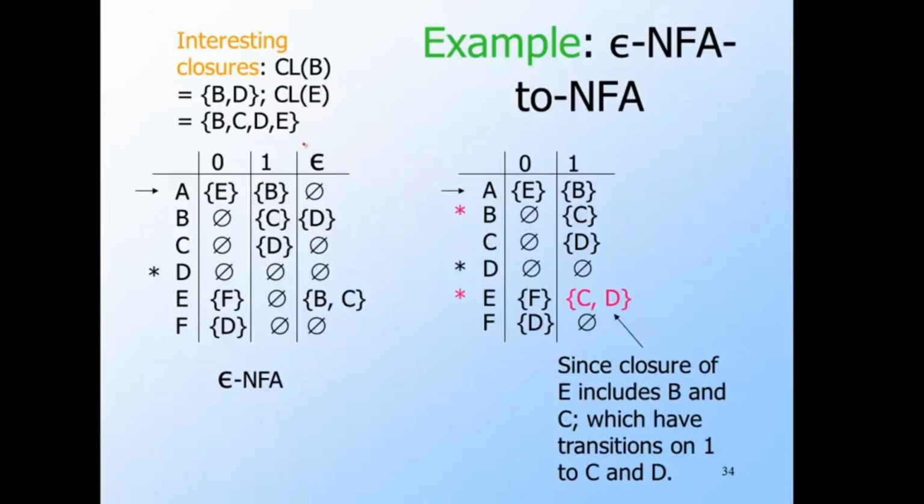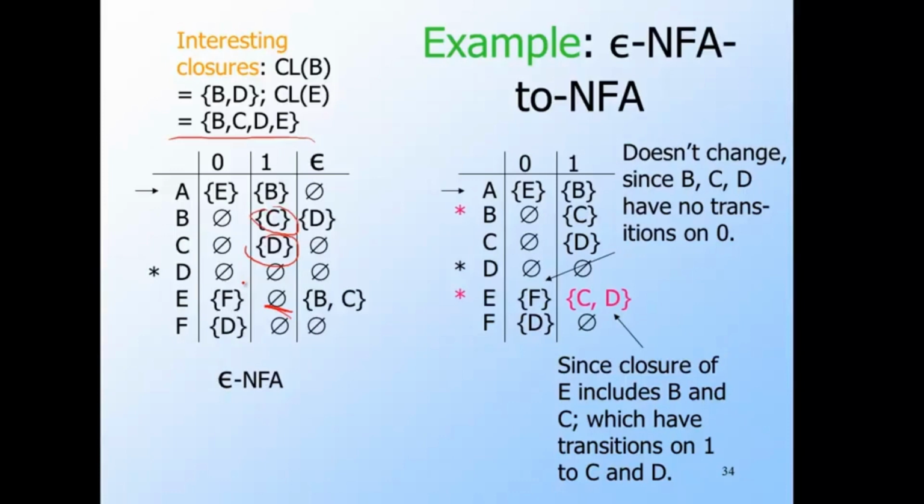Okay. In the NFA without epsilon transitions, we need to change the transition from E on input 1. And the reason is that we first take the closure of E, which of course is B, C, D, and E, and then we ask, where can I get to from those states on a 1? And if you look at the epsilon NFA from B, C, D, and E, all you can get to are C and D. Okay. So we put C and D. It becomes the entry there, whereas in the epsilon NFA it was the empty set. You can see that.